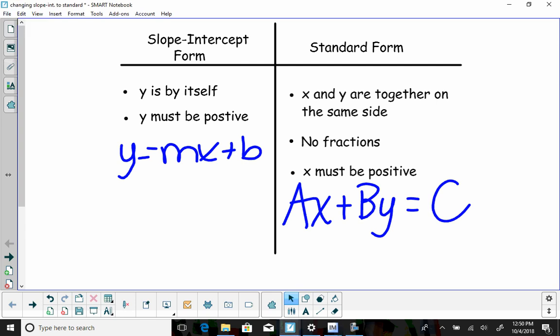So, y equals mx plus b and ax plus by equals c. Okay, so that's what we're going for today, is this one right here. Now, x can't be negative, and you can't have any fractions. Okay, so if we had a fraction, for instance, if I had a 1/2 x, how would I get rid of the 2? Multiply by 2, okay? The same way we would do it in anything else.